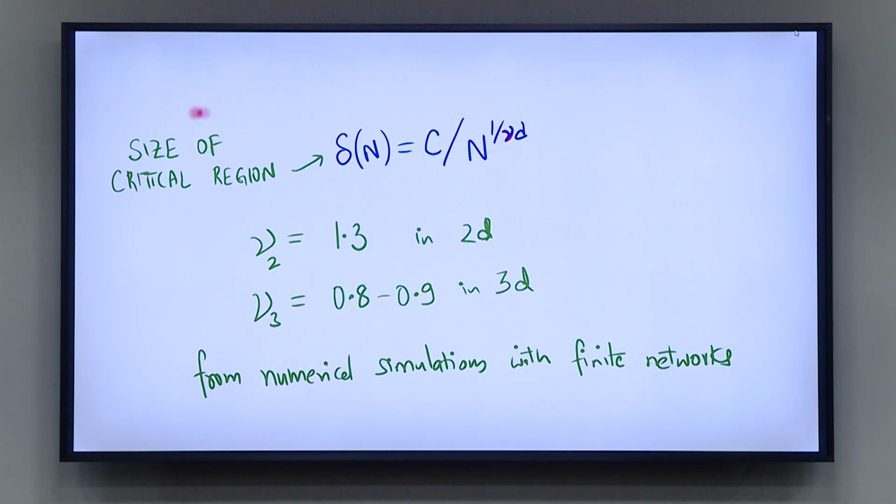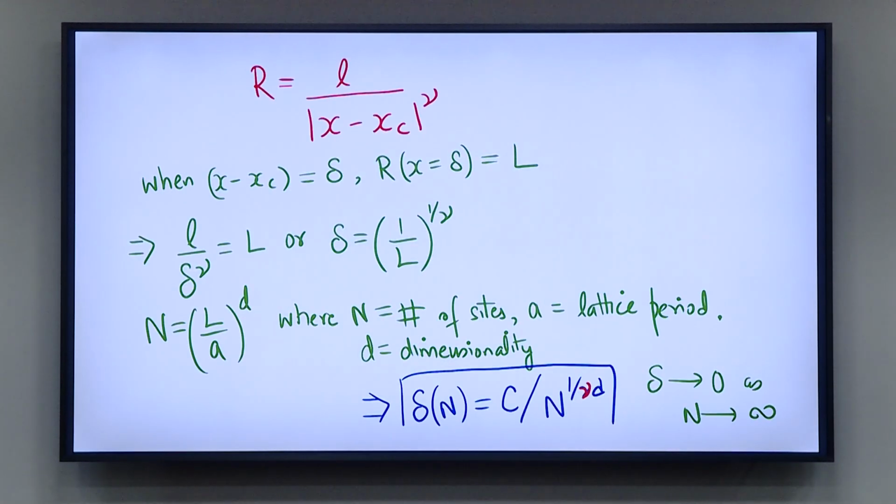This is called the size of the critical region, and you can throw a net in 2 dimensions, you can also throw a net in 3 dimensions. People have done computer simulations and obtained values which depend only on the dimensionality. That is, nu is 1.3 if you are in 2 dimensions, it is 0.8 to 0.9 if you are in 3 dimensions. Yes, there is a question. C is just a constant you need not worry about. We are only interested in the dependencies. Finally, we may have to normalize it and say this is the actual value. So don't worry about C.